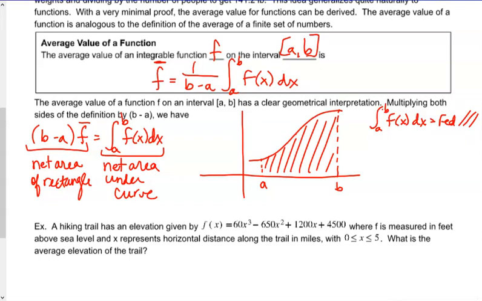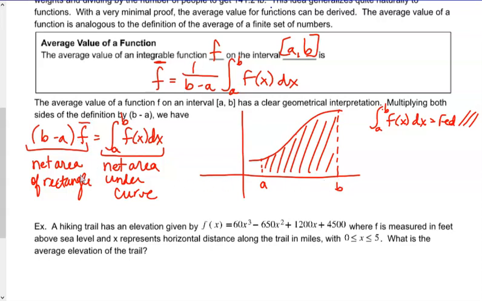Now I'm going to change colors. So if you have a way to change colors and want to do so, please do so. Now, the other is the net area of a rectangle. Well, b minus a is this distance. So that means if I'm finding b minus a, that would be the length of my rectangle.